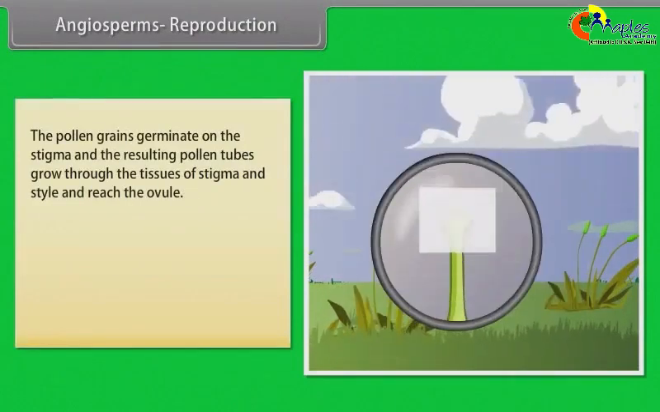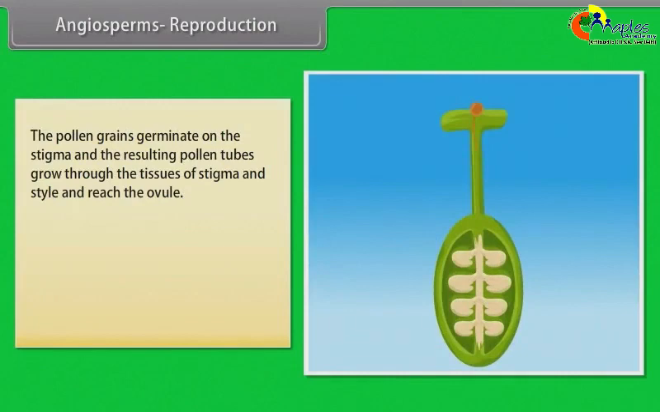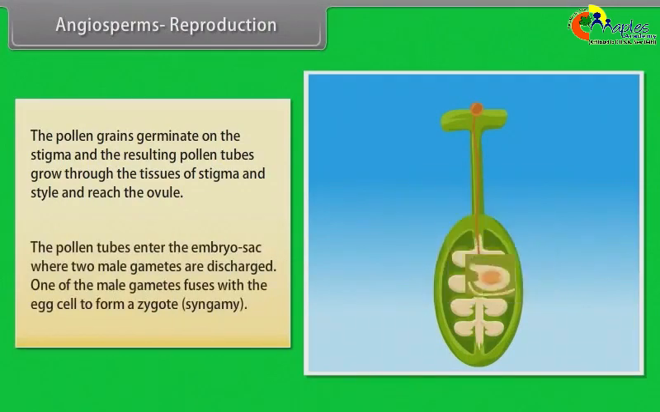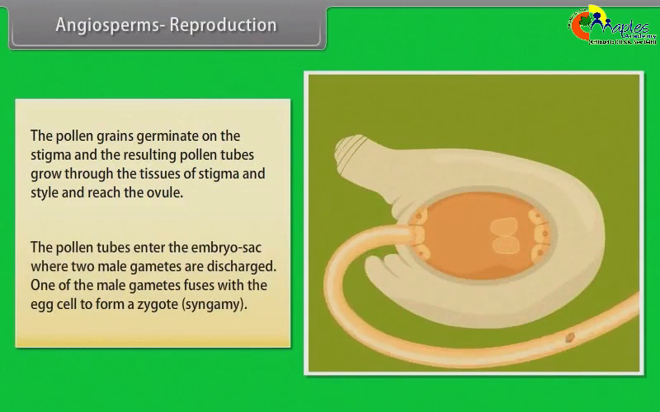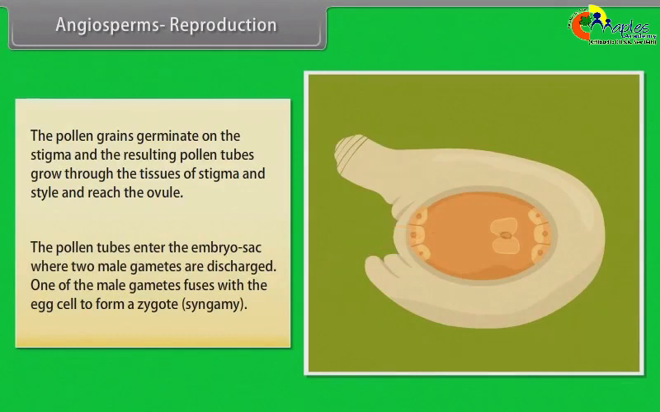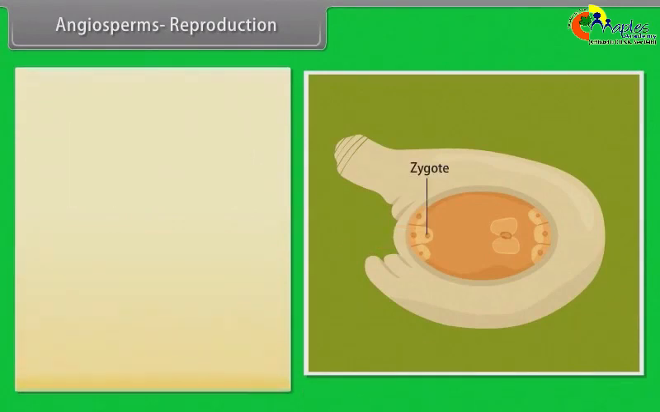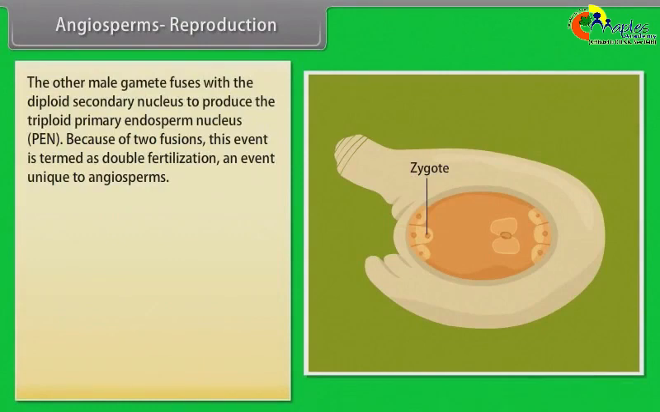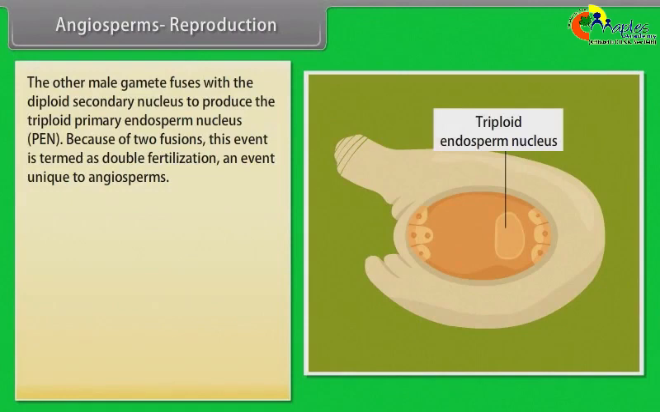The pollen grains germinate on the stigma, and the resulting pollen tubes grow through the tissues of stigma and style and reach the ovule. The pollen tubes enter the embryo sac, where 2 male gametes are discharged. One of the male gametes fuses with the egg cell to form a zygote, syngamy. The other male gamete fuses with the diploid secondary nucleus to produce the triploid primary endosperm nucleus, PEN. Because of 2 fusions, this event is termed as double fertilization, an event unique to angiosperms.